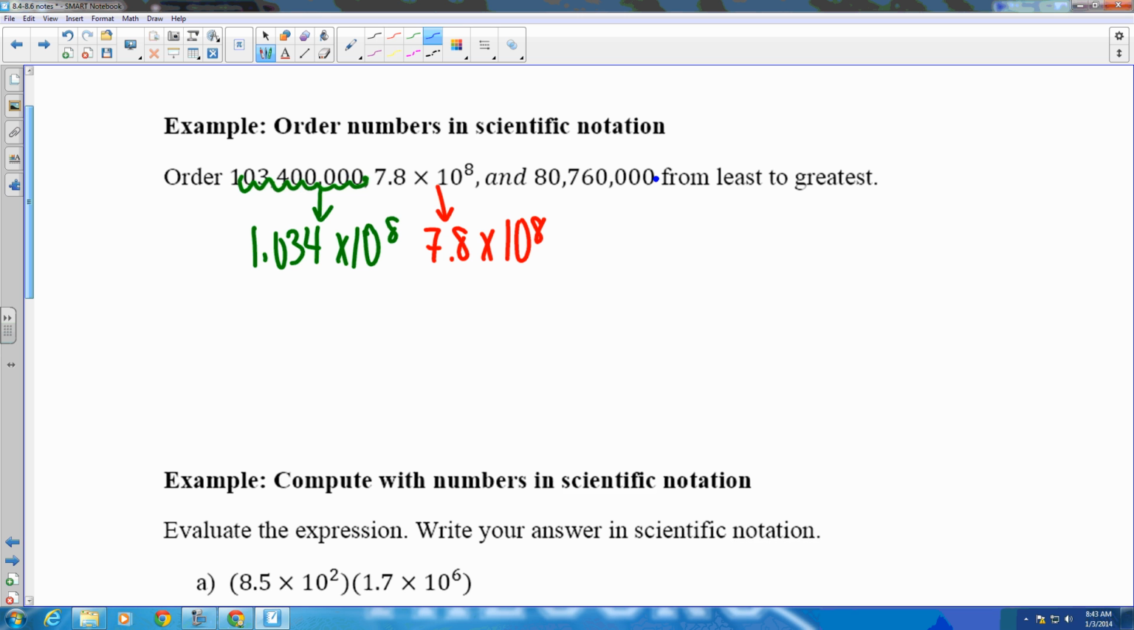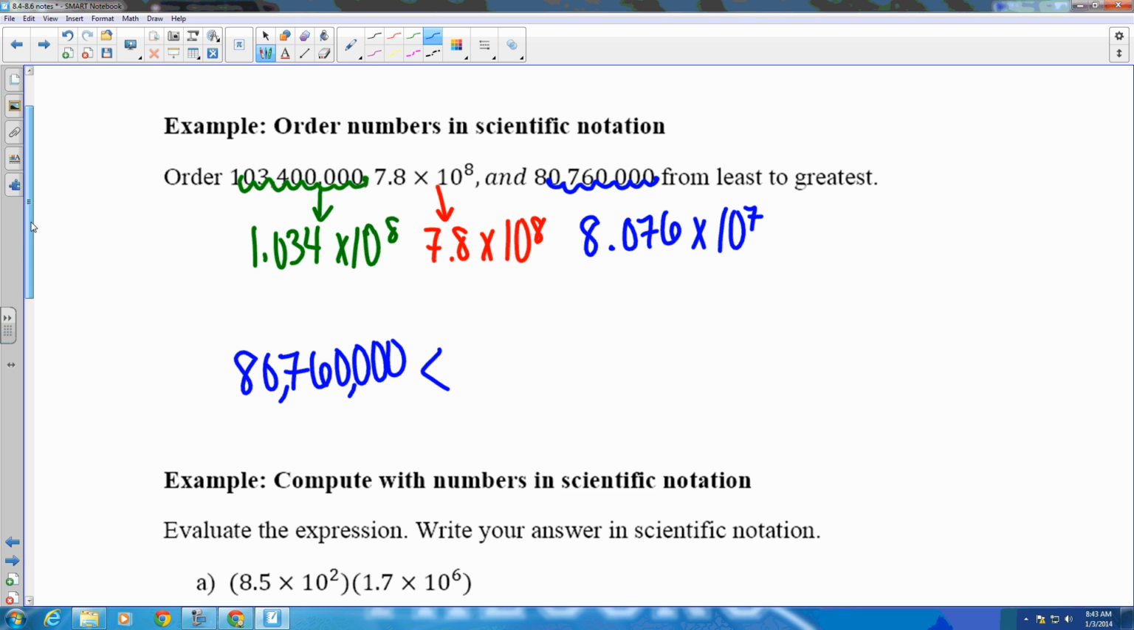The third one, 1, 2, 3, 4, 5, 6, 7. That's 8.076 times 10 to the 7th. So that number, the blue number, is obviously the smallest. I'm going to rewrite it in the form that it gave it to us. Okay, so that number is the smallest. And then we now compare, because the green and the red numbers both have the same exponent, we compare the c's. So the green one has a smaller c, so we know that we're going to write that number next.